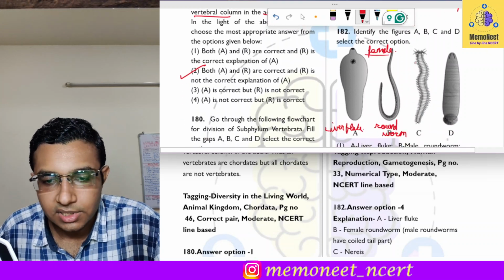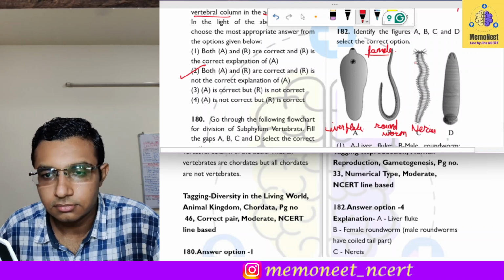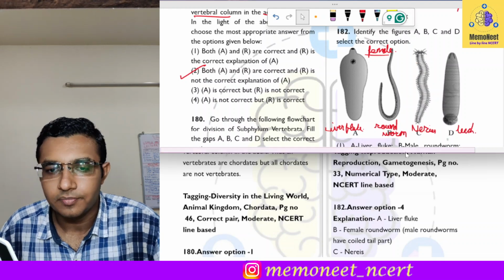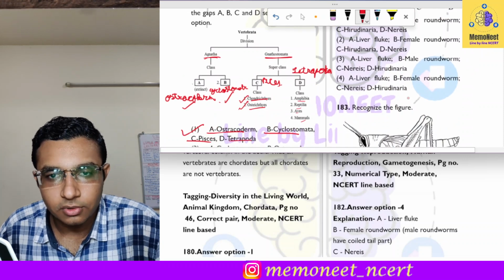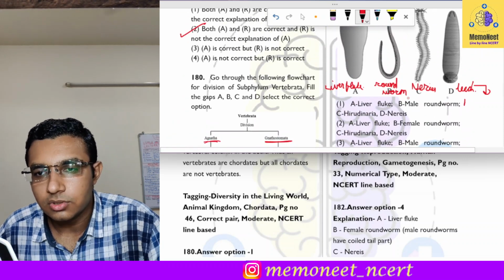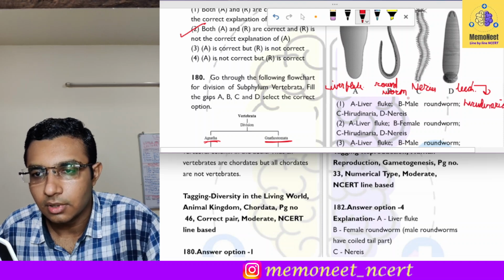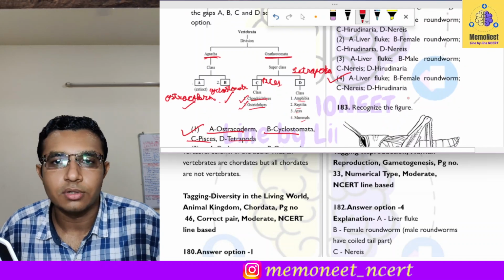Then option C is the Nereis, and option D is the leech. Okay, so here the correct matching is seen in option 4. And you need to know that this leech is also known as Hirudinaria. So therefore the correct answer of this question is option 4.